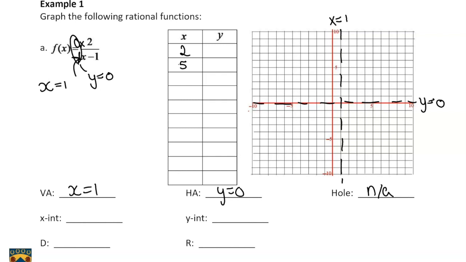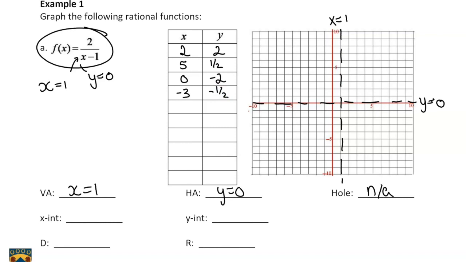Let's try to mirror that on the left side. If 2 was 1 to the right, let's pick 0, which is 1 to the left, and then let's pick -3. Then, using 2 over x minus 1, we can fill in the rest. We substitute in 2, and we get a value of 2. If we sub in 5 for x, we'd have 2 over 4, which reduces to 1/2. If we put in 0, we would get -2. And if we put in -3, we would get -1/2.